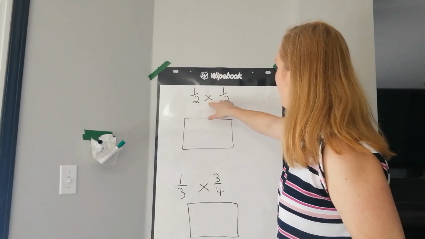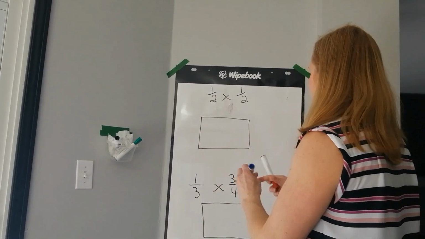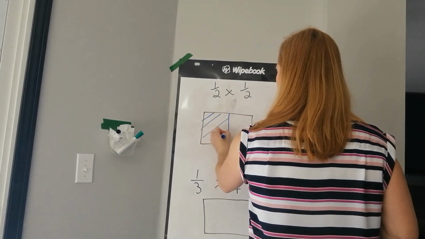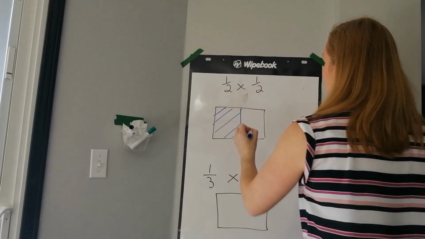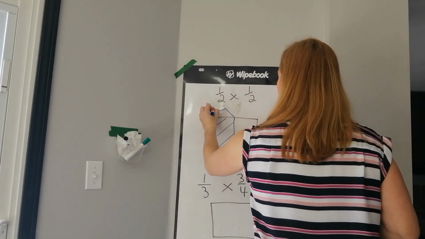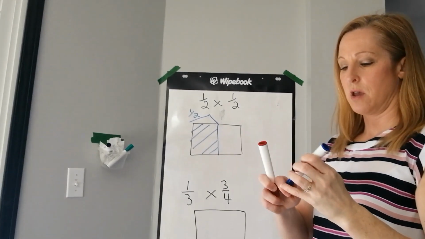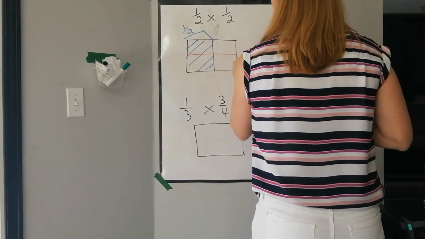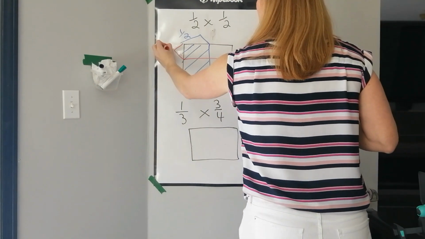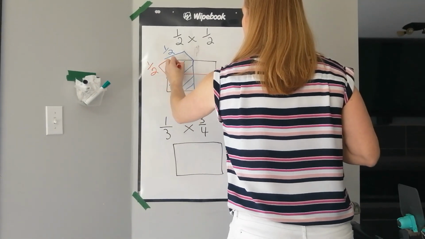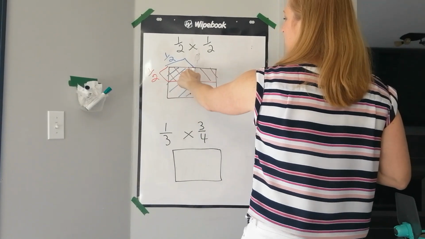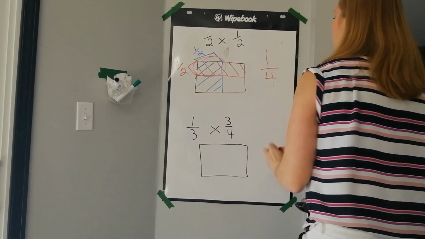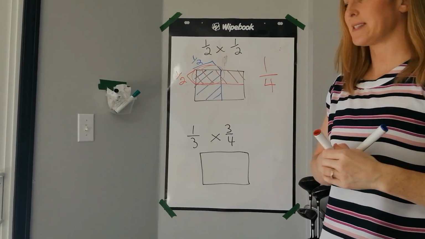So here I have 1/2 times 1/2. So I'm simply going to cut this in half, shade it in, label it 1/2, and then I'm going to take my other one, cut it in half, label 1/2, shade it in, count the pieces. There's 4 pieces, and there's only one of them that is shaded in twice.